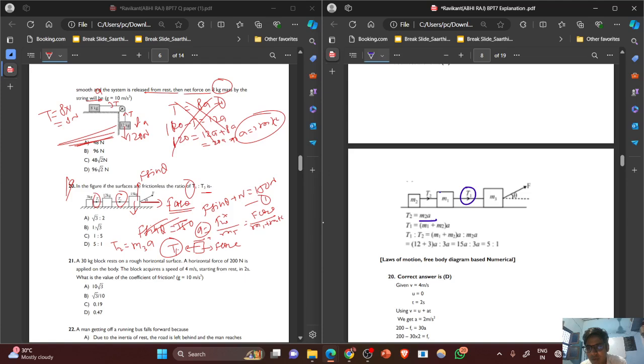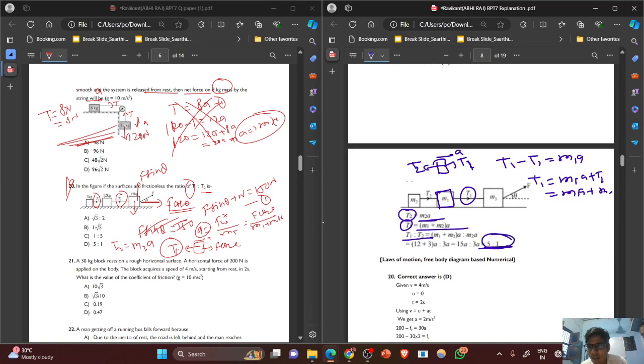You can use this for this box also. T2 is here, T1 is here, and T2 is here, a is here. So it will simply be T1 minus T2 equals m1a. So T1 is equal to m1a plus T2, and T2 simply equals m2a. So T1 equals (m1 plus m2)a, T1 by T2 equals 5:1. So the correct option is option D.